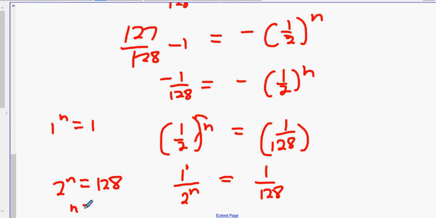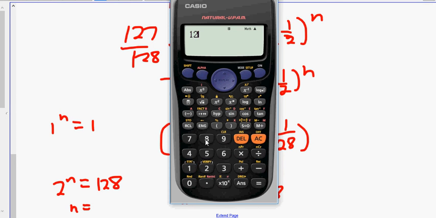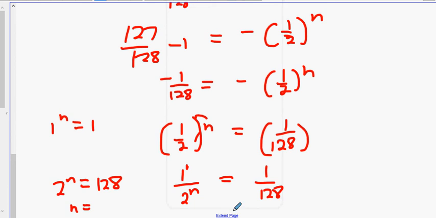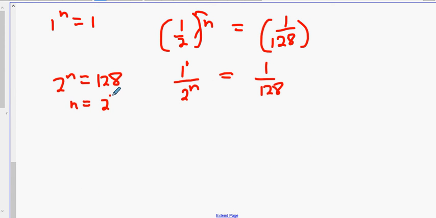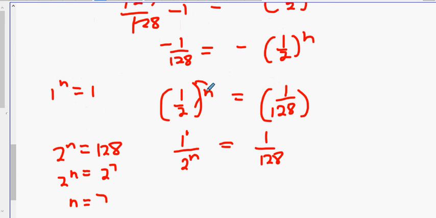And then n will equal... indeed you can shift fact that, so 128 shift fact, and you get 2 to the power of 7. Okay, so 2 to the power of n equals that, so n equals 7.